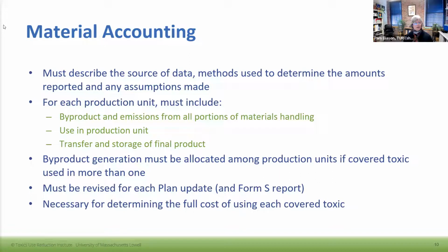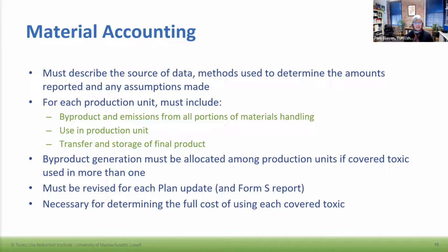Again, you need to talk about both byproducts and emissions from all portions of materials handling, as well as what you're using in your production unit, as well as any transfer and storage of final product. So if there's any byproduct or emissions associated with any of those steps within your process, they need to be accounted for in your material accounting.